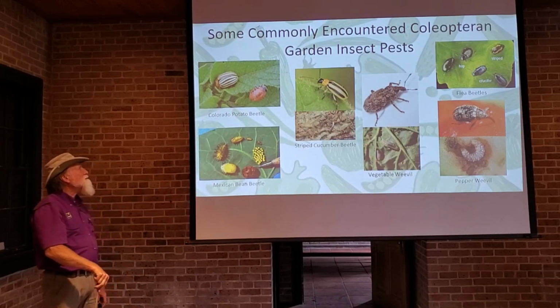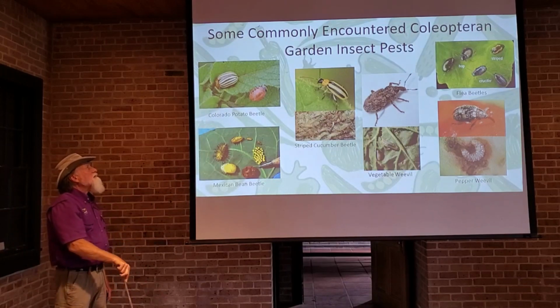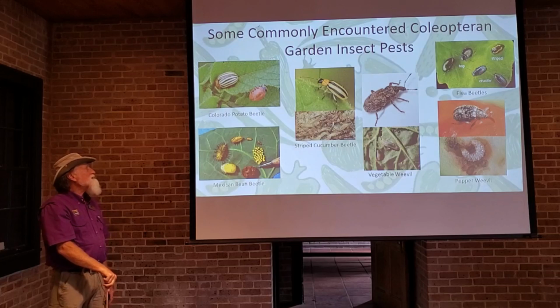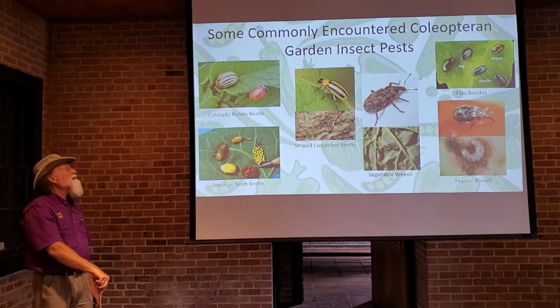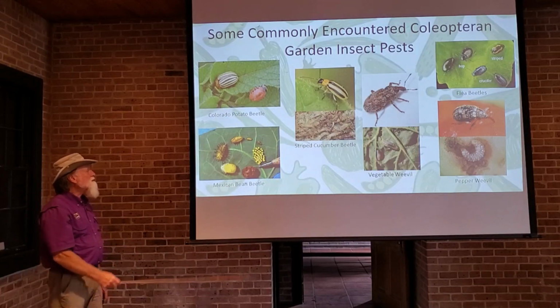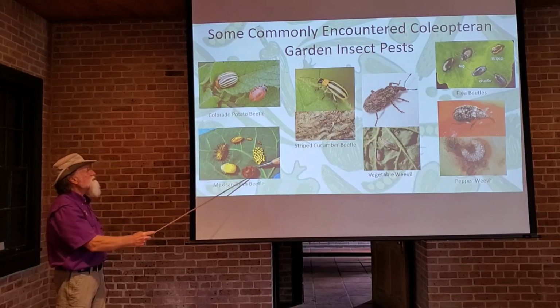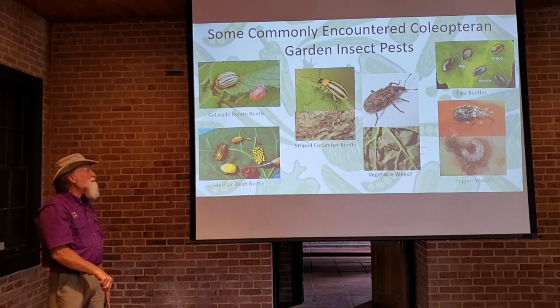Here's a Colorado potato beetle pupae developing, and these are very common in a lot of gardens. They feed on a lot of our garden vegetables, the leaf tissue. Mexican bean beetle. It is a true beetle. And here you see all stages of the Mexican bean beetle.